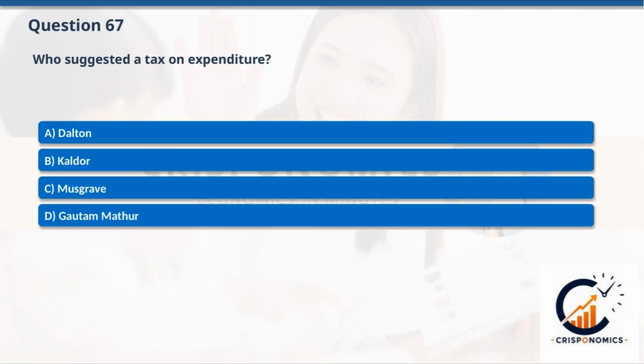Let's look at a question about tax theory. Who suggested a tax on expenditure? We have 4 names to consider: Dalton, Kaldor, Musgrave, and Gautam Mathur. Each of these economists contributed important ideas, but only one is closely associated with the concept of taxing expenditure directly. This question challenges us to connect the right thinker to this specific tax approach. Keep these names in mind as we explore their theories further.